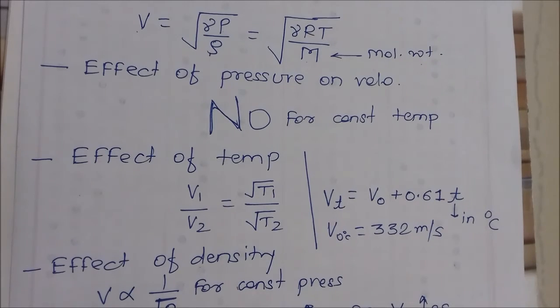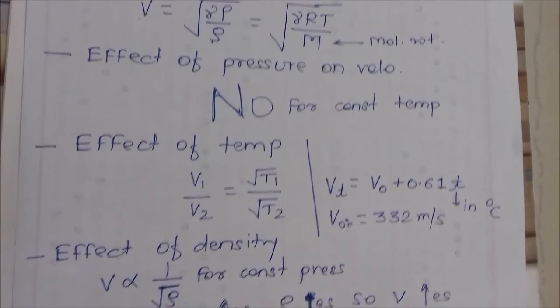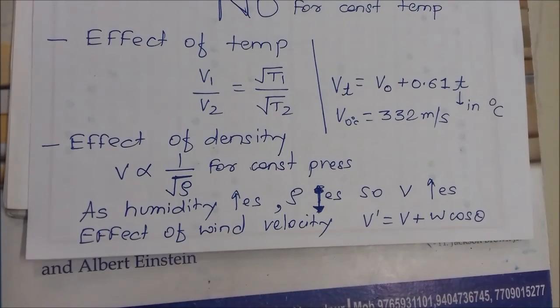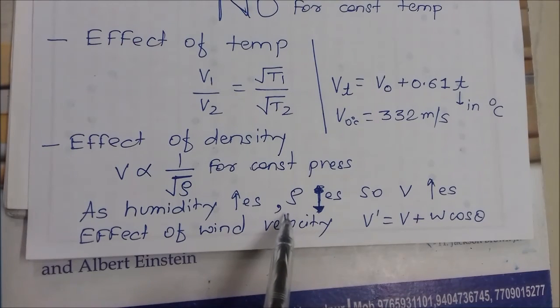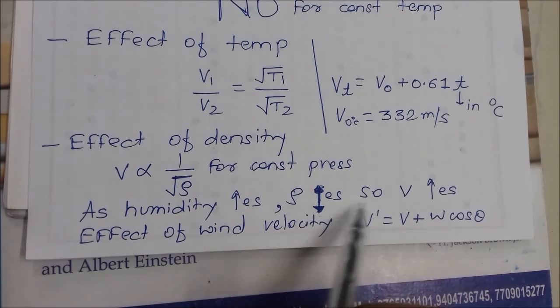Then velocity is also dependent upon density. Velocity is inversely proportional to root of density. As humidity increases, density of the air decreases, and as density decreases, velocity of sound increases.